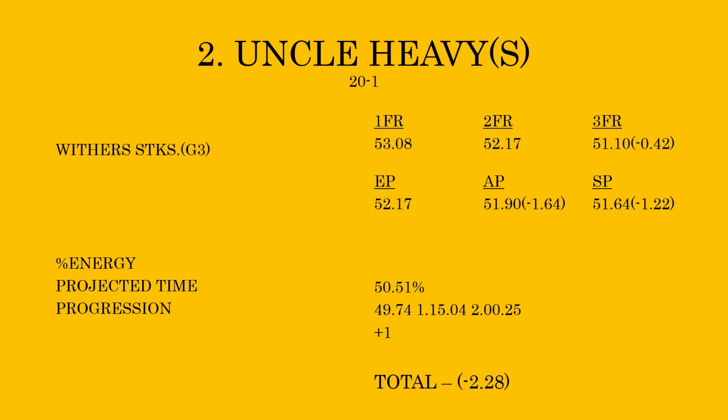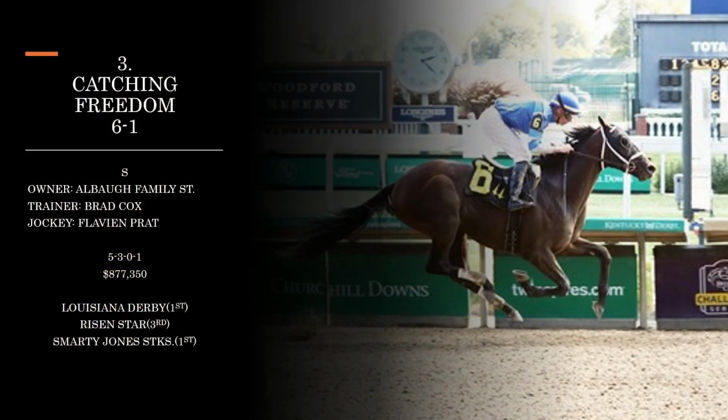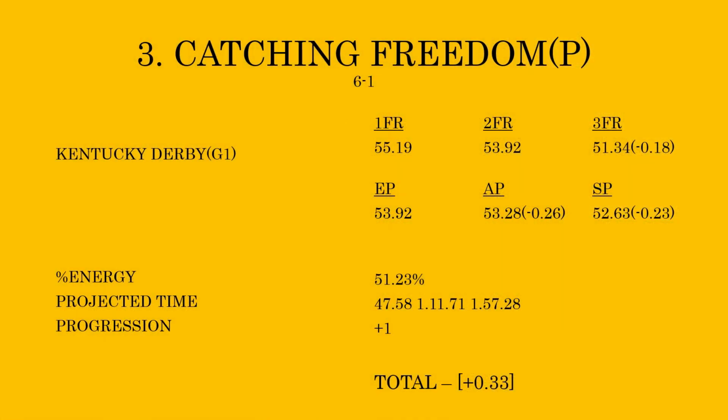So, again, I think this horse will move forward, but the race shape doesn't set up well. And I think this horse, kind of like Mugatu, is a bit outclassed with an unfavorable race scenario. So now we look at Catching Freedom, who ran a good fourth in the Derby. We're using the Derby as a reference because it is the most recent race.